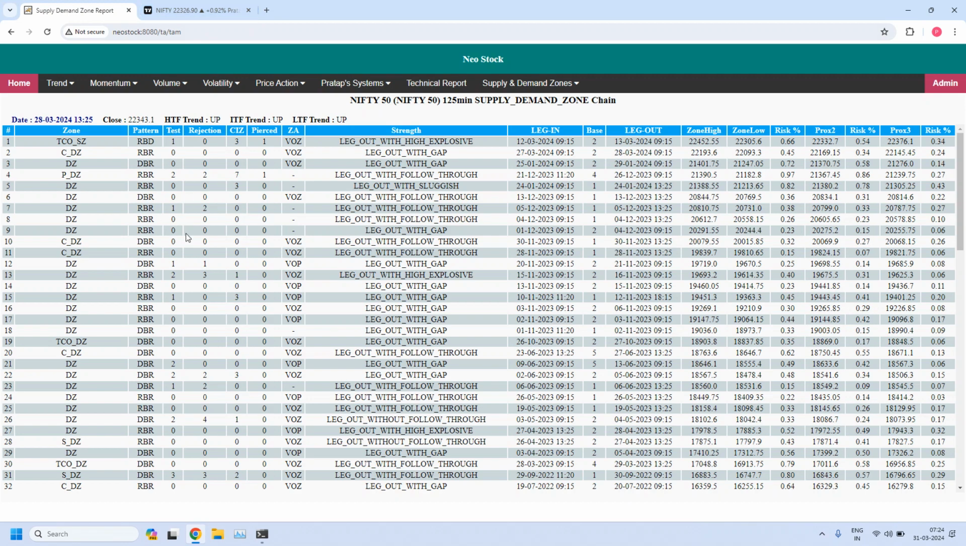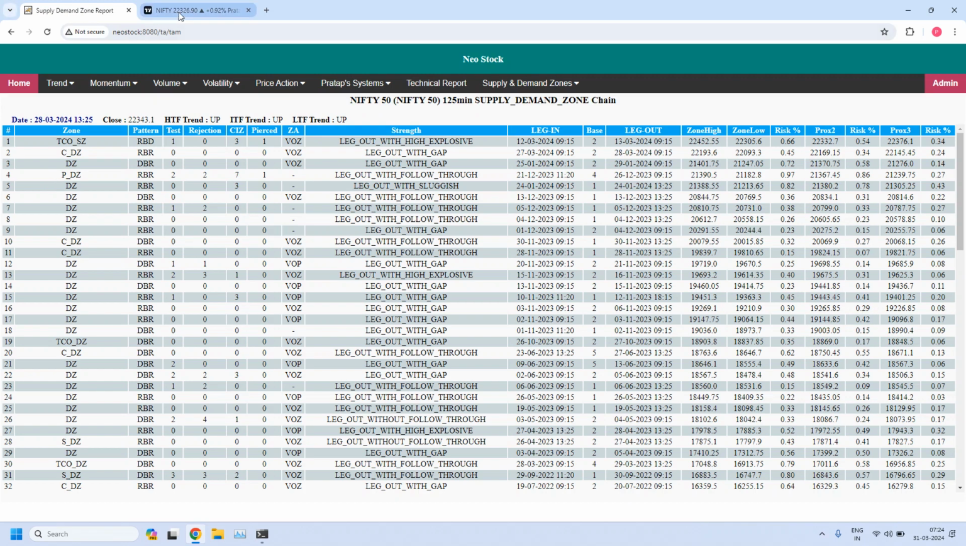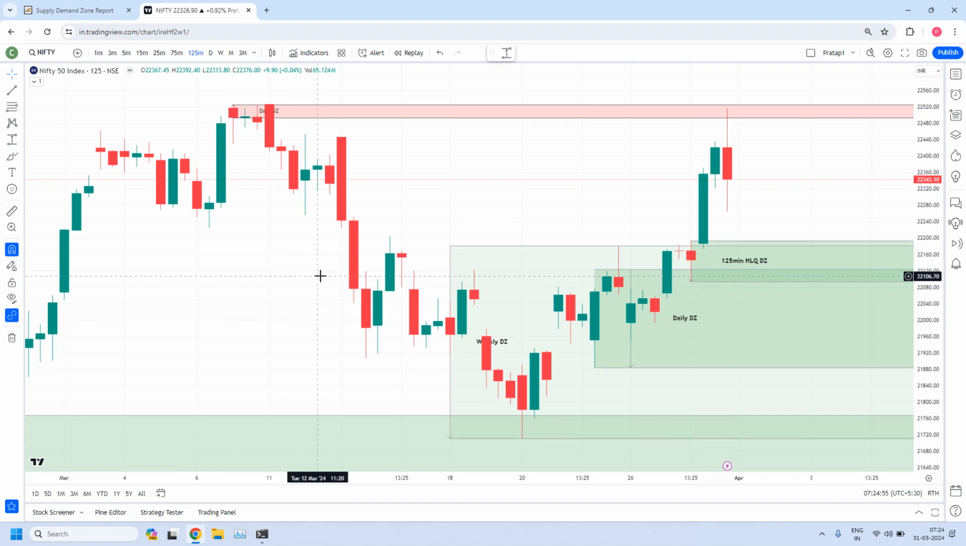But here my goal is not drawing all the zones. My goal is just to identify the immediately available support and resistance levels. That's it. That is the goal of this analysis. And within those support and resistance levels, you may get several trade opportunities, which you need to find by fine-tuning the zones, because you already learned that concept. Okay, now 125 minutes is finished.